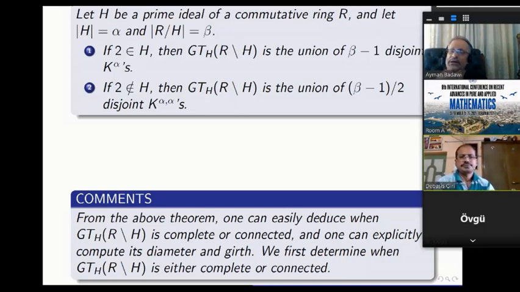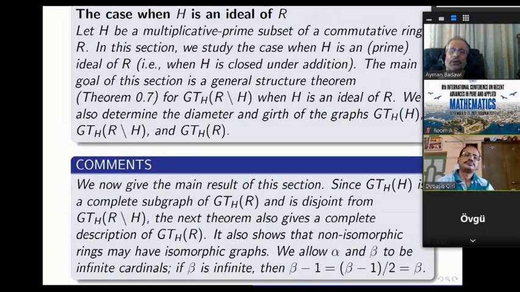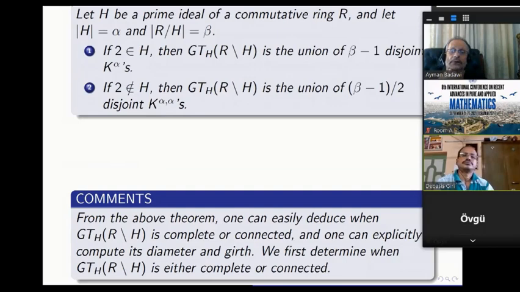Remember that my H is 3Z. So the cardinality of Z mod H will be 3, right? Because we know the cardinality of Z mod 3Z is 3. So 3 minus 1, it will be one component, right? So you will have only one component for this graph of Z when I remove 3Z. Kind of easy, maybe, but remember it. All right, let me give you another.